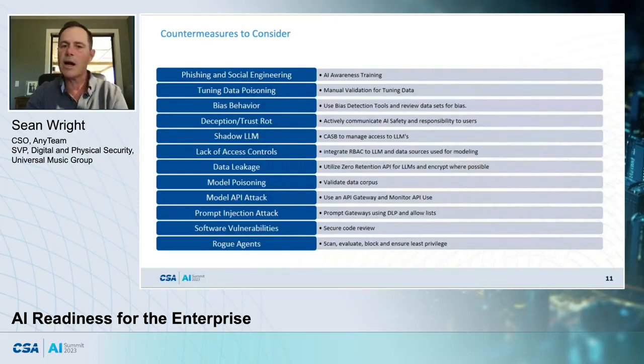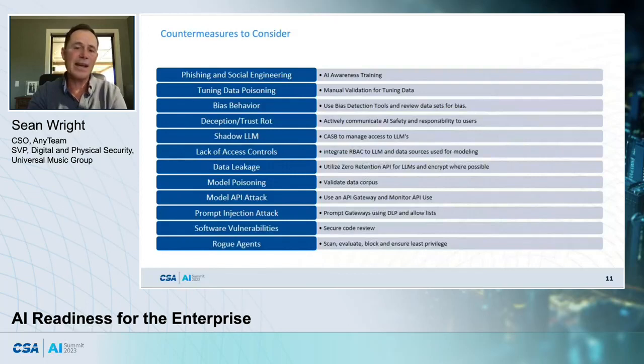Deception or trust rot. So actively communicate AI safety and responsibility to users. This goes back to your AI awareness training. Make sure that your users understand what might be hallucination. So verify. Make sure that they're verifying the responses that are coming back when they're using an agent like ChatGPT or something along those lines.